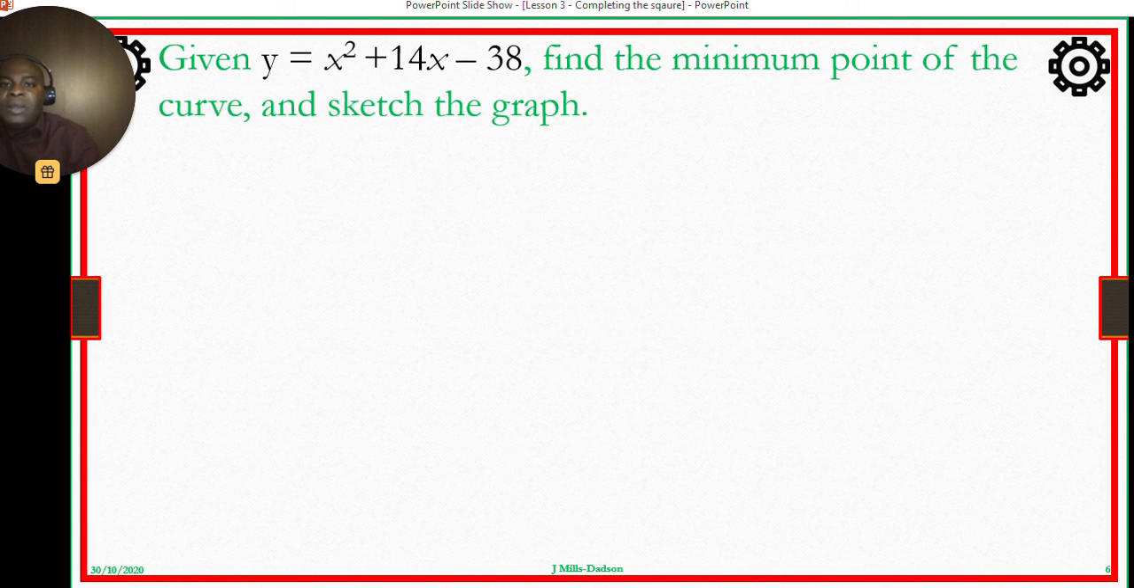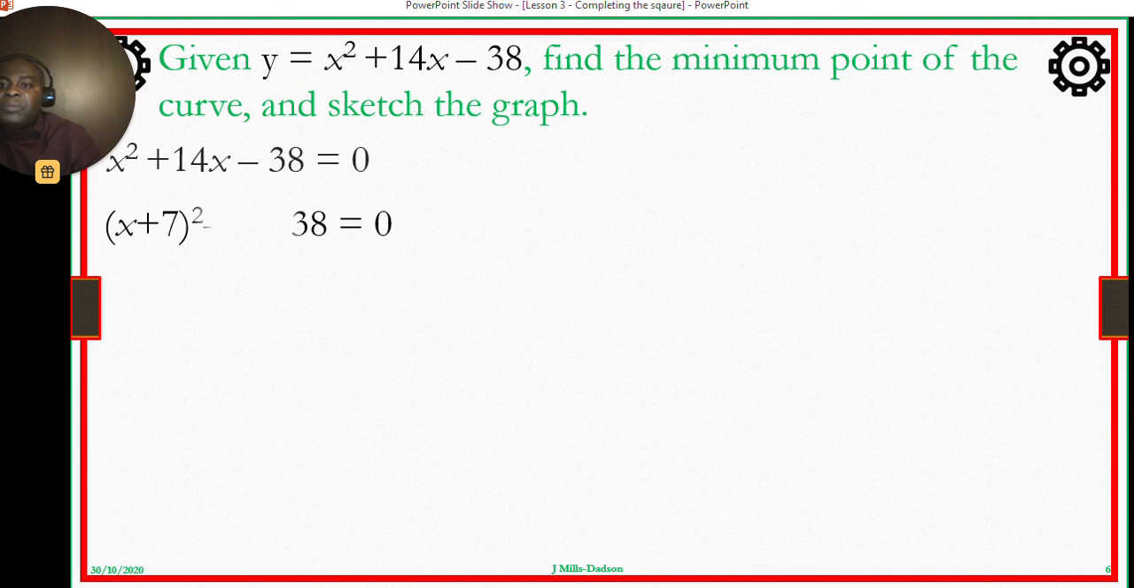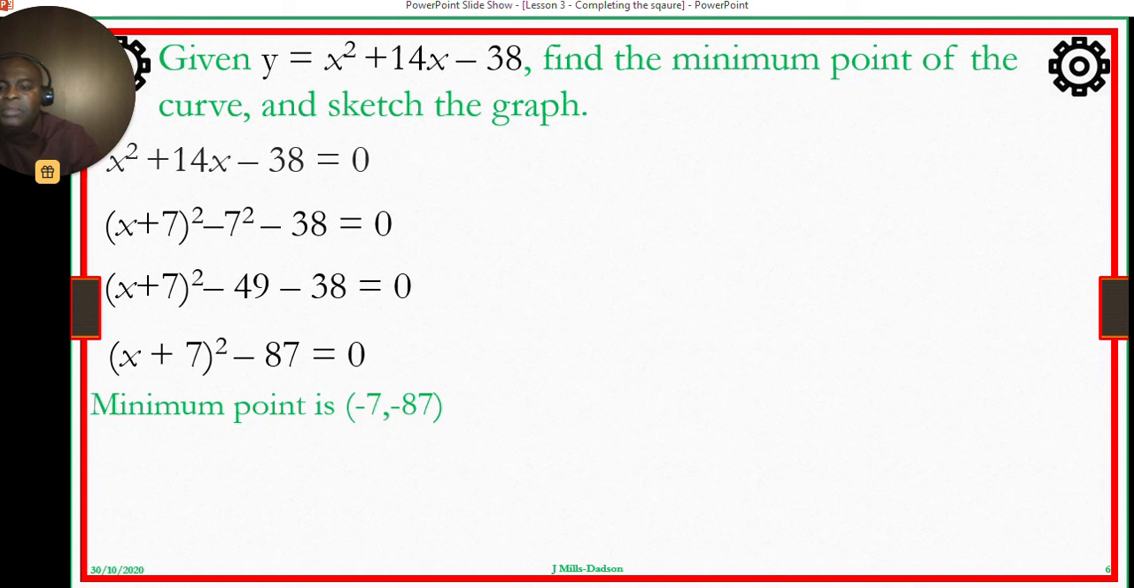Now, how do we sketch a quadratic graph using completing the square? We start by completing the square as we normally do. Okay, now we know from lesson 1 that our minimum point is the opposite of +7 as the x coordinate, which is -7, and the exact number outside the bracket as the y coordinate. So that is the minimum point of the curve.